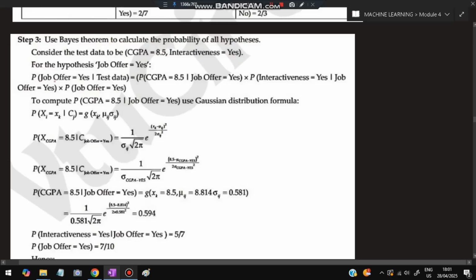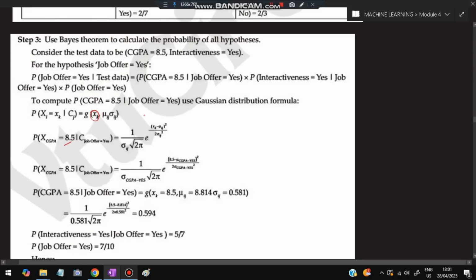Now see, the probability of job offer yes given the test data. What is the test data? 8.5 and yes. So it is the probability of 8.5 given job offer yes, times interactiveness yes given job offer yes, times the prior of job offer yes. To compute that, we use this formula for CGPA, for the job offer yes part. The other part is straightforward, like how we did previously. For this you need to use this formula, where xk is the individual value, which is the 8.5 here, and mu ij and sigma ij are the mean and standard deviation.